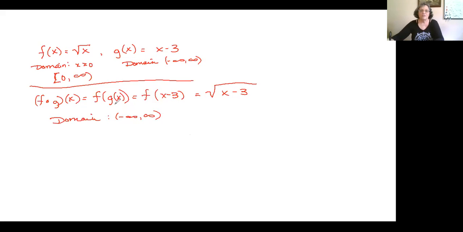The domain of g of x is all real numbers. In the composite function, because we have something in a square root, now we have to also take into account that x minus 3 has to be greater than or equal to 0, which should be x is greater than or equal to 3. So we started out with all real numbers, but we have a new restriction in that x has to be greater than or equal to 3. So the domain for the composite function becomes 3 to infinity.